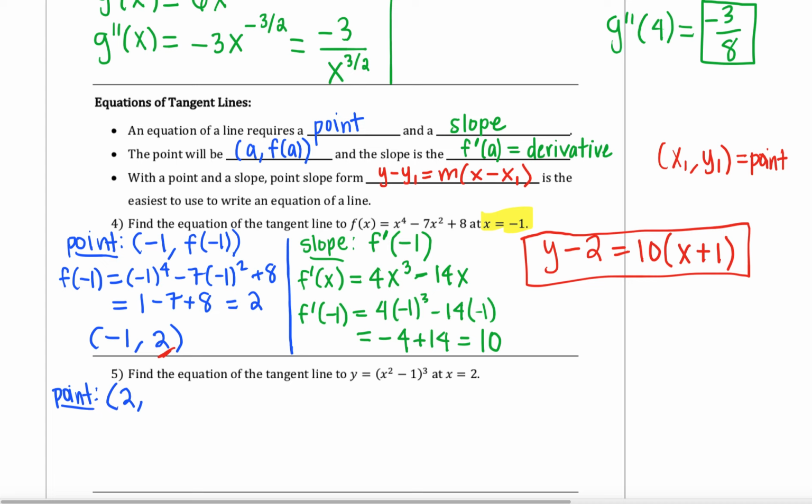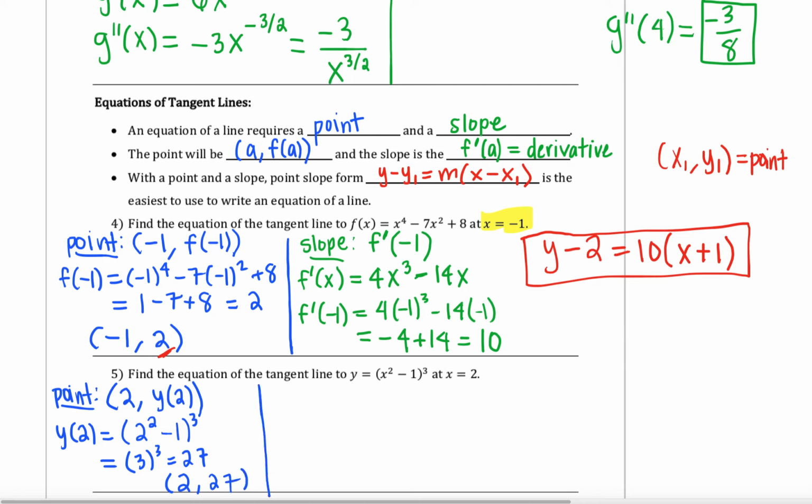The y value, when x equals 2, would be coming from subbing in 2 into the original function. So I could use y of 2 to represent that. To do that, we're going to sub in all the x's to be 2's. So I'm going to get 2 squared minus 1, entire thing cubed. That would give us 4 minus 1, which would be 3 cubed. Ultimately that ends us with 27. So for this problem, our point is going to be 2, 27.